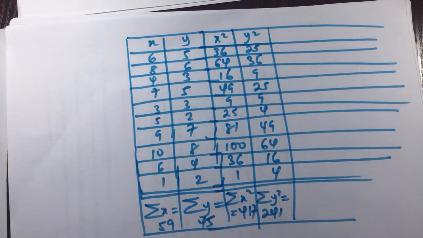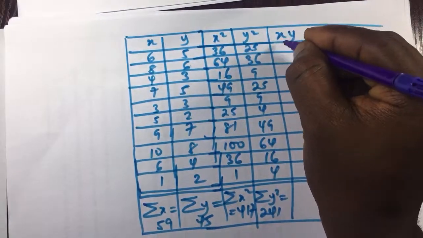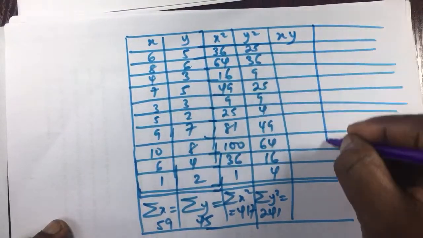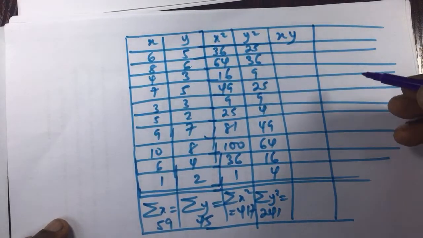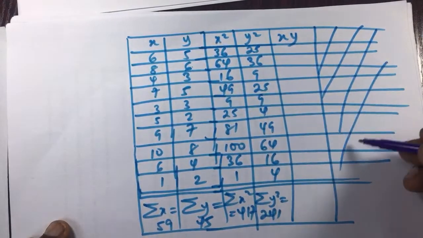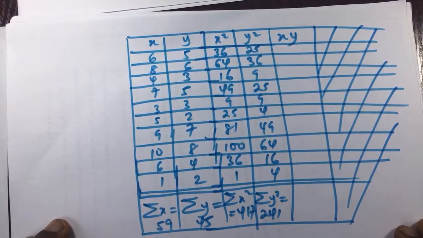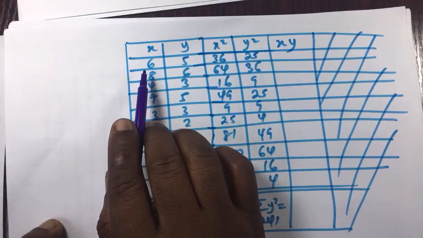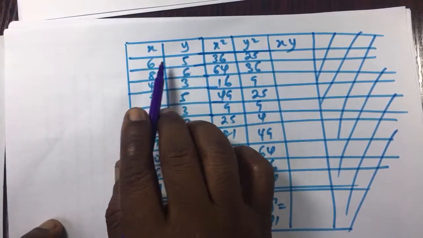Now, the next thing we are going to do will be to obtain x times y. I won't be needing this, so I'm going to cancel this off. So, obtain x times y. Under x times y, all you have to do is to multiply this.